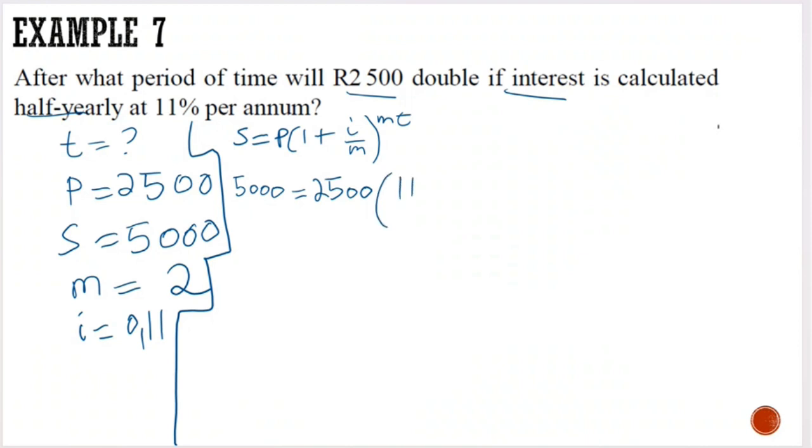into 1 plus your interest, which is 0.11. It is compounding half yearly, so you divide it by 2. What is your m? Your m is 2. You don't know your t. That's what you are looking for.